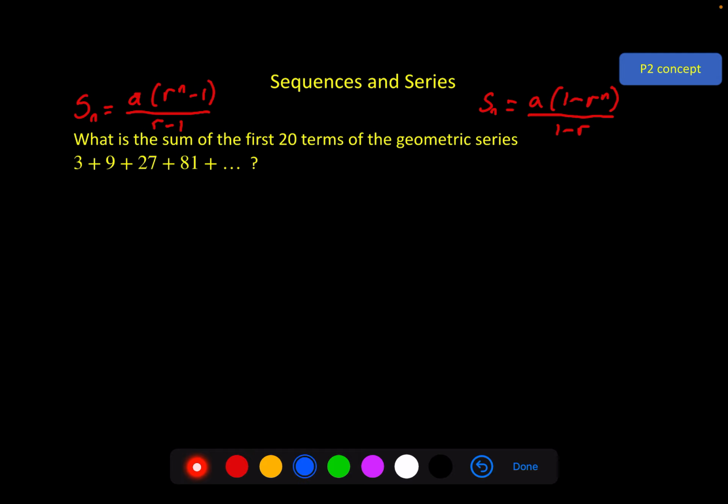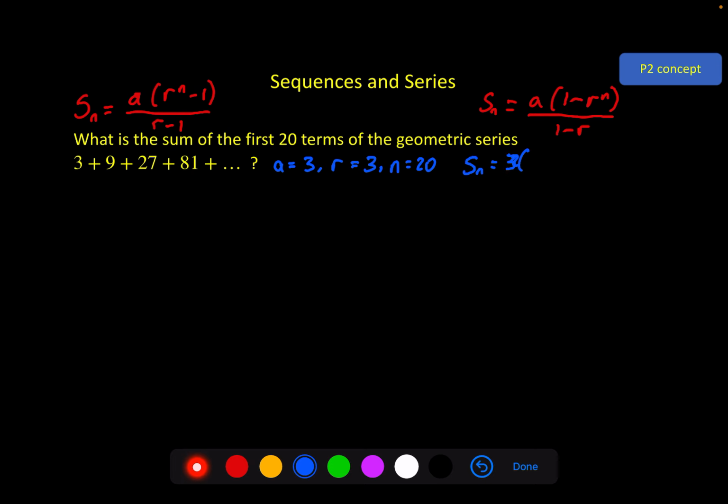So applying this, a was the first term, so it's 3. r is the common ratio, so 9 divided by 3, or 27 divided by 9, or 81 divided by 27 is also 3. And they want the first 20 terms.